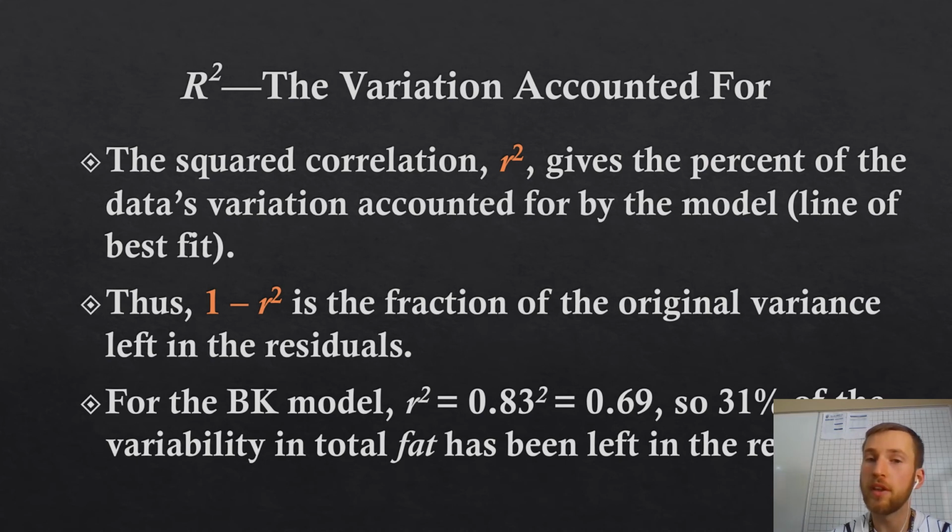So the squared correlation, if we take our R value and we square it, that gives us the percent of the data's variation that can be explained by the model, okay? And therefore, if we take 1 minus that percentage, it is the percent of the original variance that's left to our residuals, okay? So for the Burger King model, that means 69% of our variation in our data can be explained by our model, but 31% of the variability is accounted for by other factors.